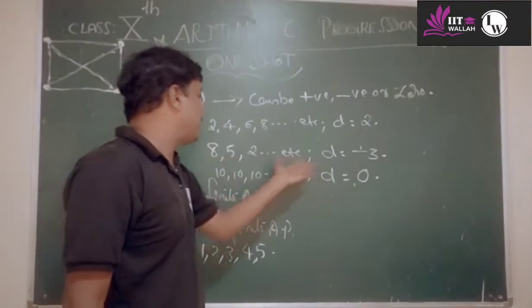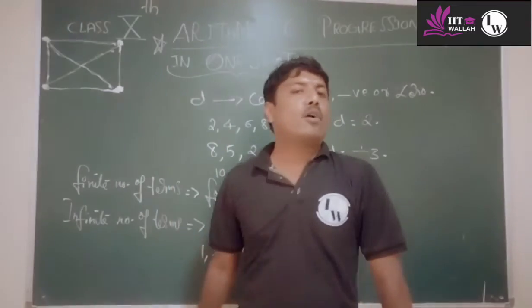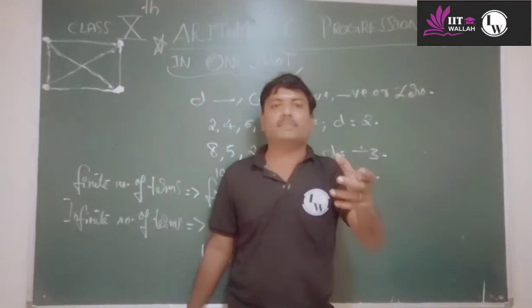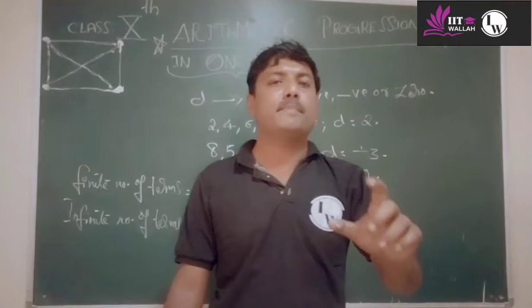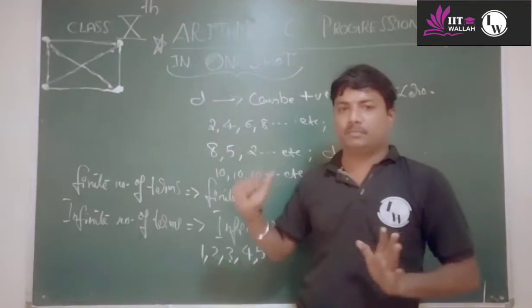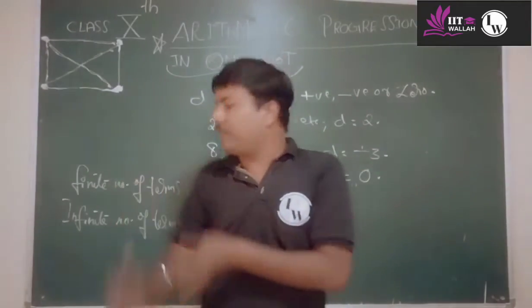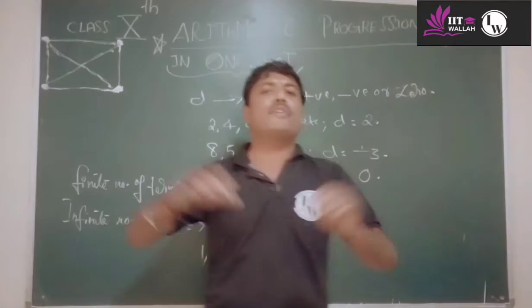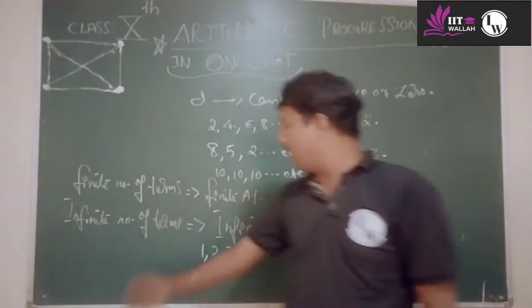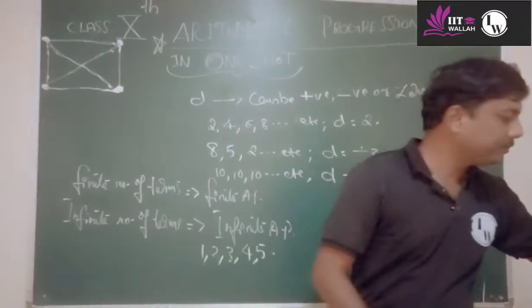Here also the same thing. So an arithmetic progression means a list of numbers whose each term is obtained by adding a constant to the preceding term except the first term. And if there are a finite number of terms in an AP, we will call it finite AP. If there are an infinite number of terms in an AP, we will call it infinite AP. Clear? Okay. Now we will move on.